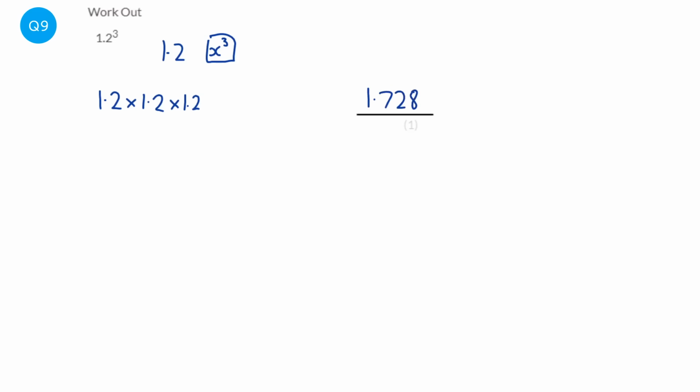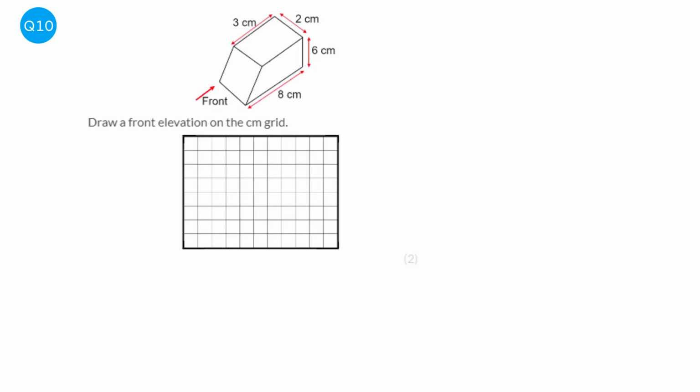1.728. The front elevation of a shape is the view you'll get if you were standing at the front. So if you imagine you're standing here, the only side you will see is this side here. And what will it look like? Well, it will look like a complete square or rectangle. And how high will it be? Well, it will be 6 centimeters high. And how wide will it be? Well, it will be 2 centimeters wide.